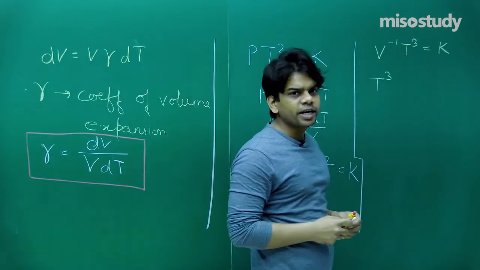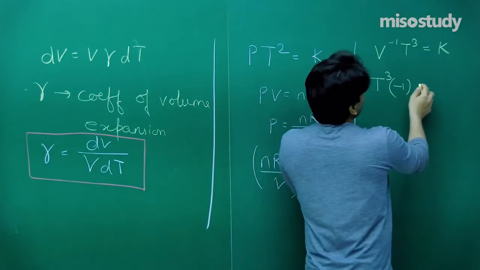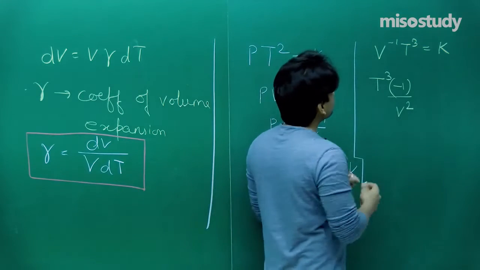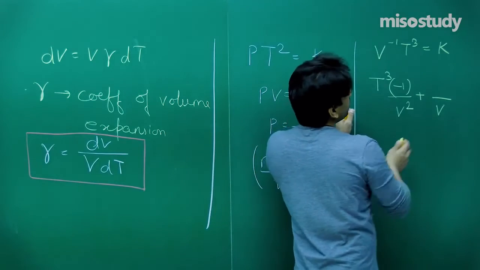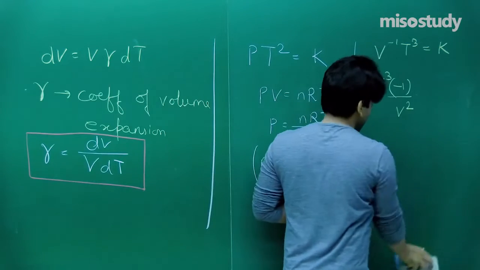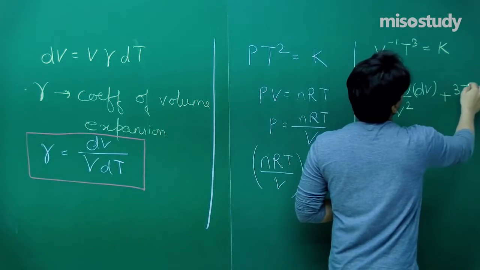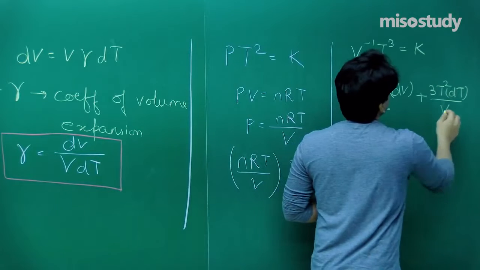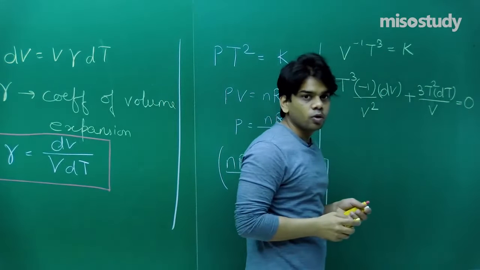If we differentiate, keeping temperature constant for the first term, T to the power 3, V to the power minus 1: you'll get minus 1 into V to the power minus 2, so minus 1 by V squared. Next, keep V to the power minus 1 as it is, and 3T² dT. You should also mention here dV, that is what is required, plus 3T² dT divided by V, is equal to the differentiation of the constant, which is 0.